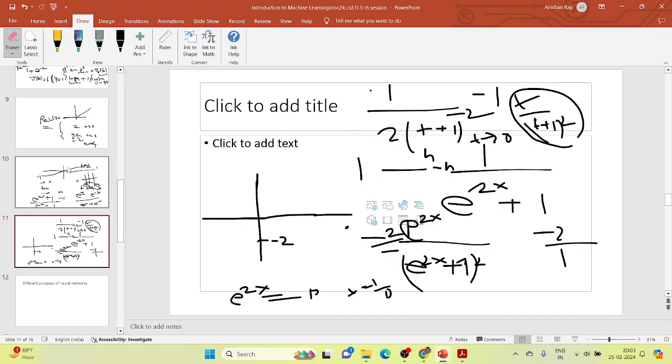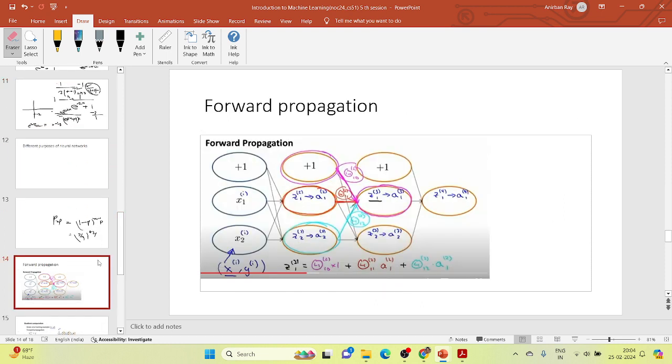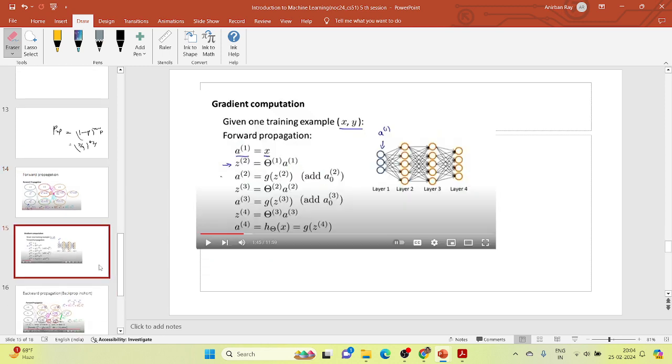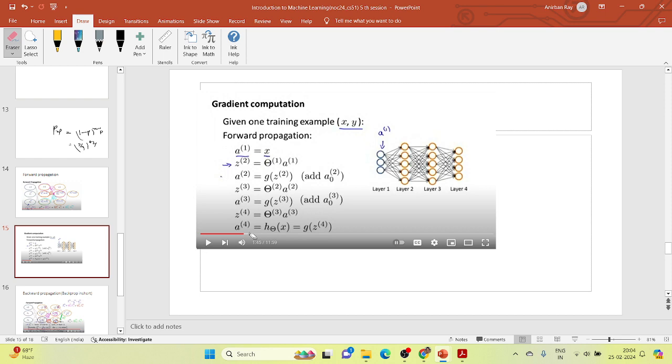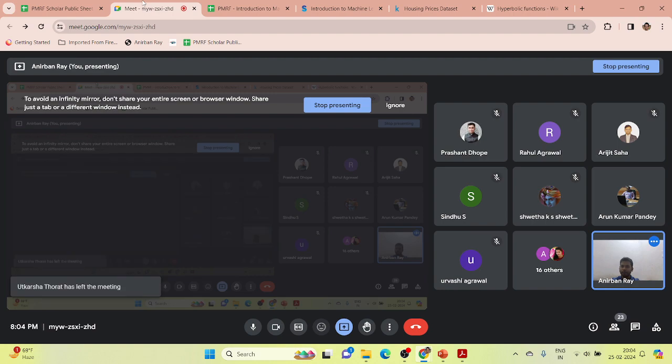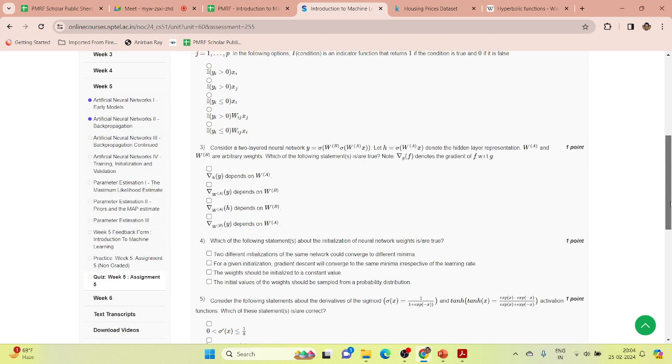So ReLU done, tan hyperbolic done, sigmoid done. Forward propagation. Okay, let's move to forward propagation. This is the structure we are using. Question number 3 is a very good question actually, and the top question.